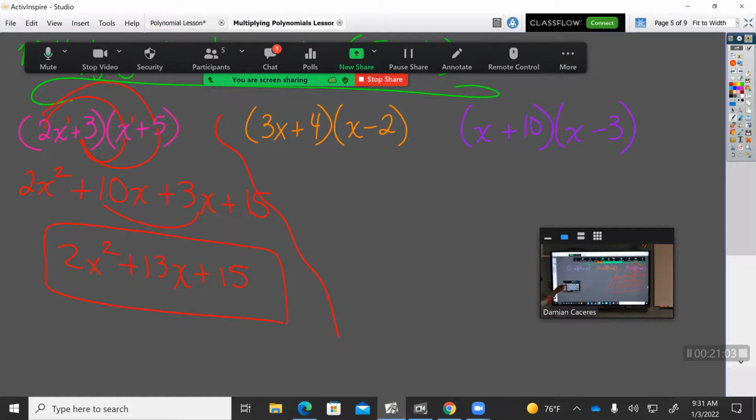This is the perfect time to make mistakes like that while I'm teaching it. So we can fix it in class instead of during the EOC. So mistakes right now are wonderful.